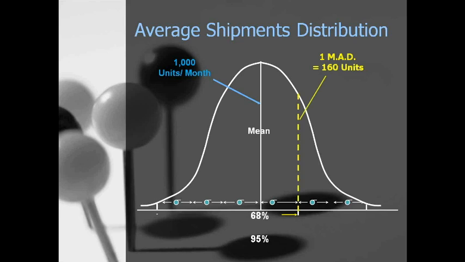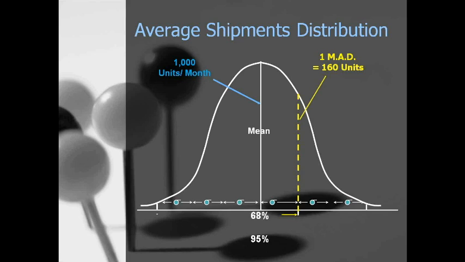One mean absolute deviation, in other words, 160 units. If we put 160 units in safety stock, we would cover 68% of the shipments during that period. We could guarantee that 68% of the shipments would go out complete. Now, remember this, safety stock only applies to those quantities above the average. By definition, if we ship 1,000 or less, we already have the material.